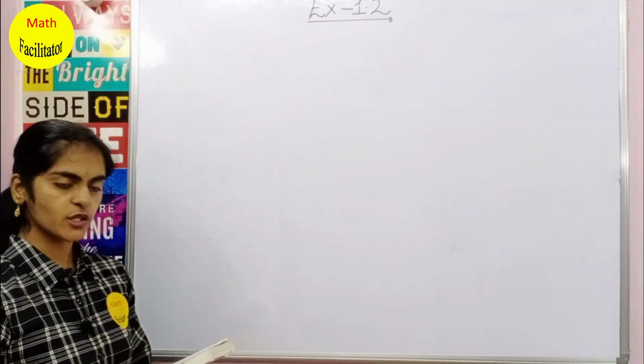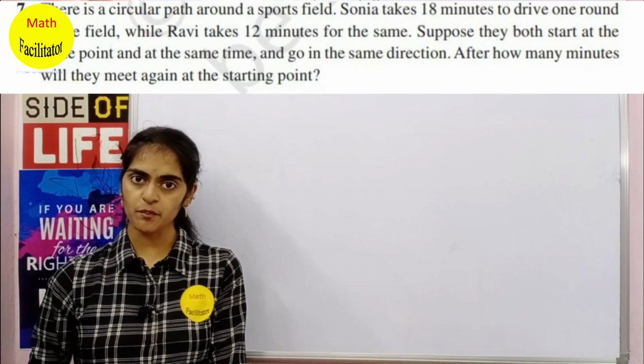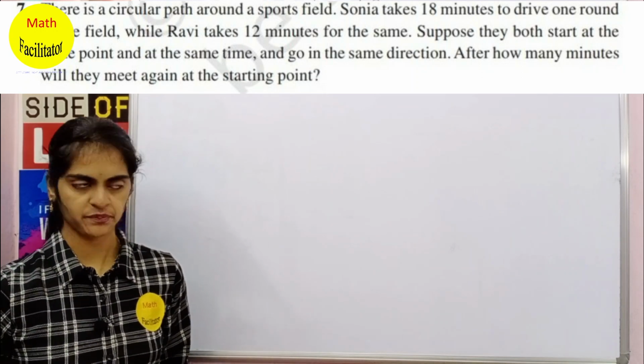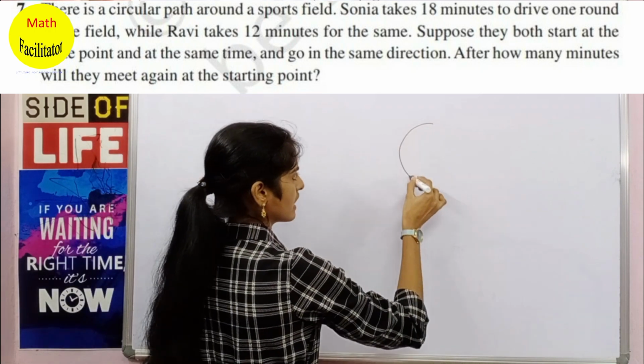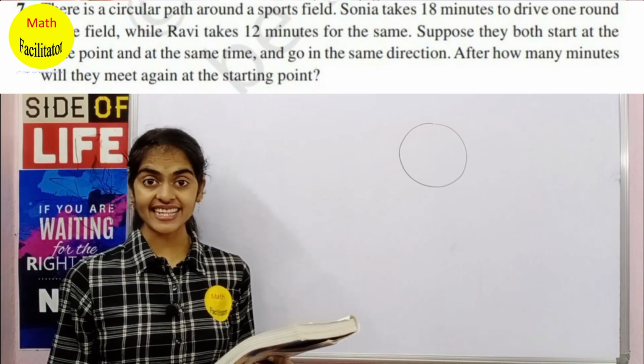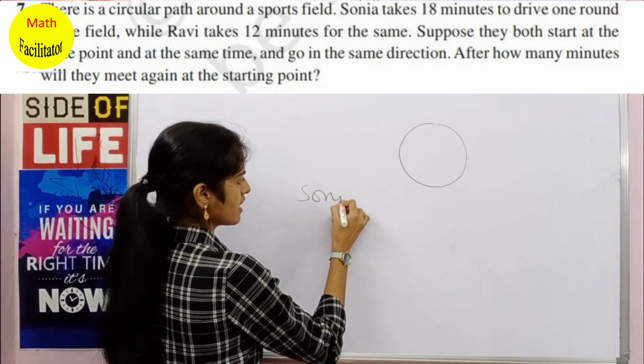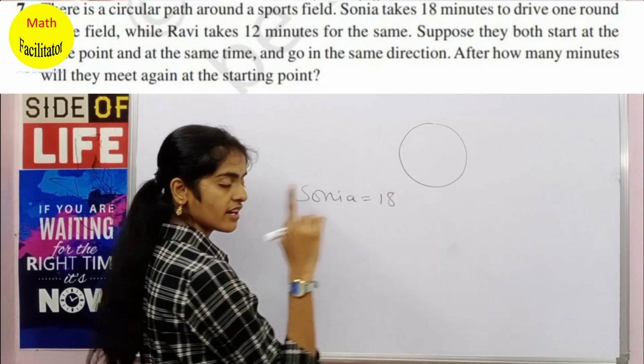So moving on to the next question, 7th question. There is a circular path around a sports field. So you have a circular path around a sports field. Sonia takes 18 minutes to drive one round. So Sonia takes how many minutes? So Sonia takes 18 minutes for one round.